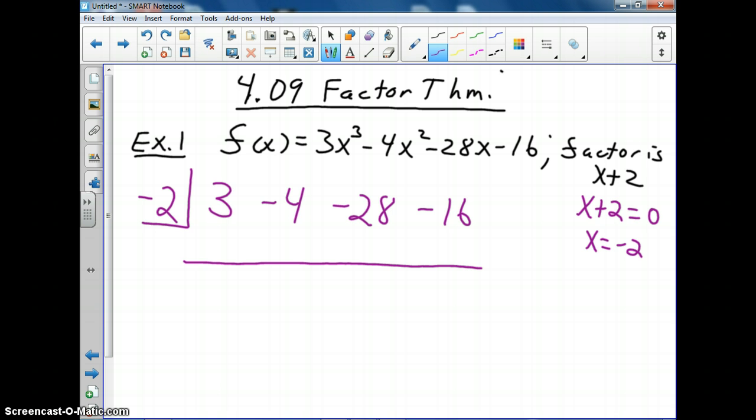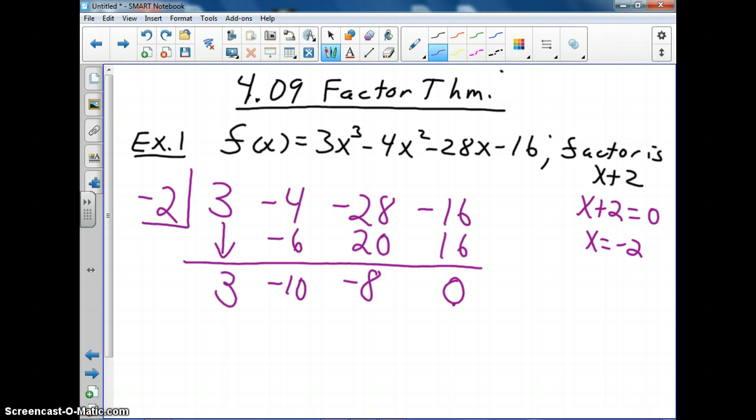What am I going to write here? 3. Now you can draw the arrow if you want to. What's going to go here? Negative 6. What's going to go here? Negative 10. What's going to go here? 20. What's going to go here? Negative 8. What's going to go here? 16. What's going to go here? 0. Good. Now, last one is your remainder.